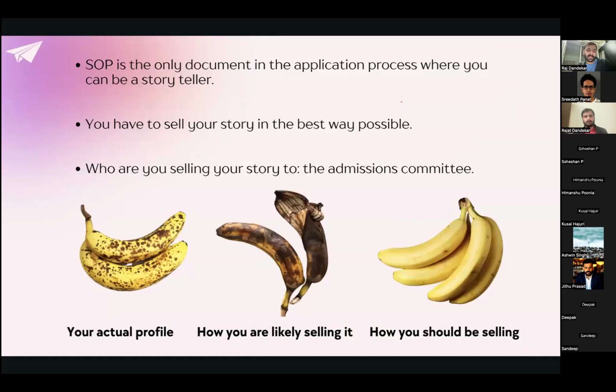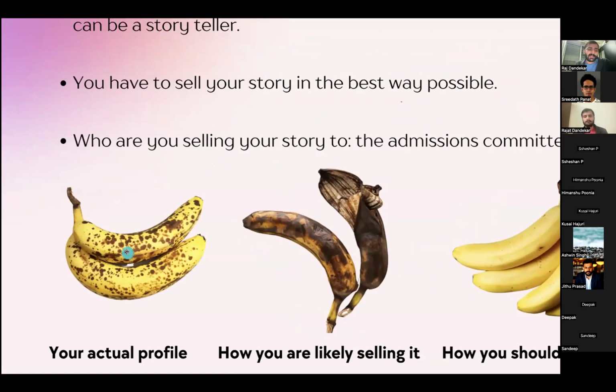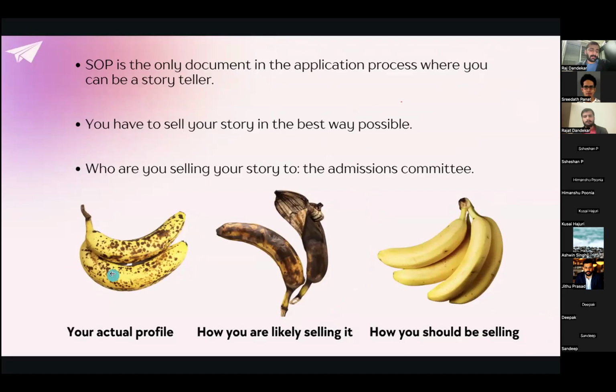So we like to give this banana analogy a lot. Let's look at this banana on the left hand side. It has some spots, and this is usually all of our profiles. No profile is perfect, right? There are weaknesses in every profile. Then we have seen some SOPs in which students sell their profile as if they have not done too many things, and they sell the same profile in an underconfident manner by writing things like, I was not sure, this is a weakness in my application, but I did this, etc. These kinds of underconfident statements make your SOP not very strong.